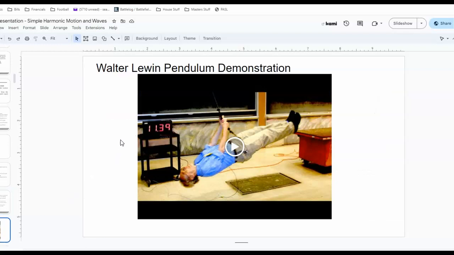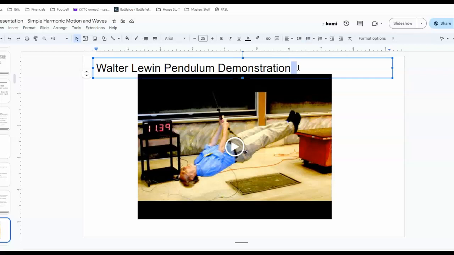The last thing I do want to tell you is that I'm going to put a link in the instructions for today for you to watch a clip of Walter Lewin swing on a pendulum. And the main takeaway that you'll see in the video is that the mass of the pendulum actually does not affect the period of oscillation, and you'll see that demonstrated in a very visual way.